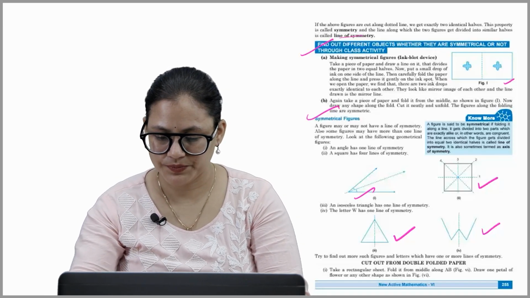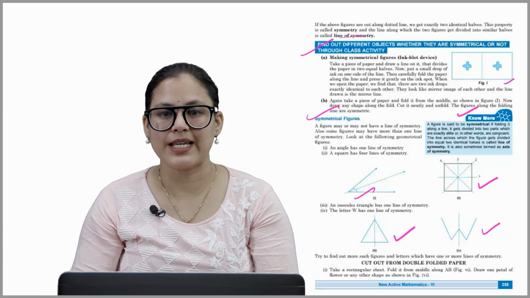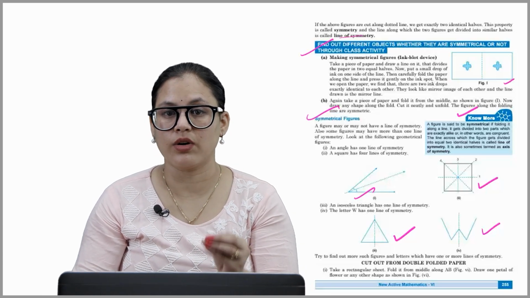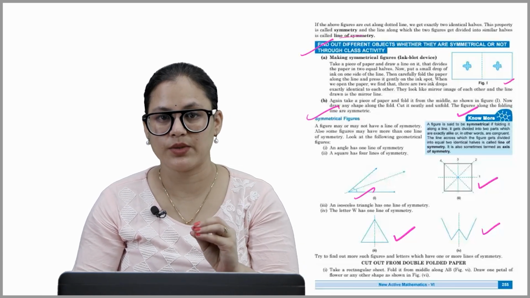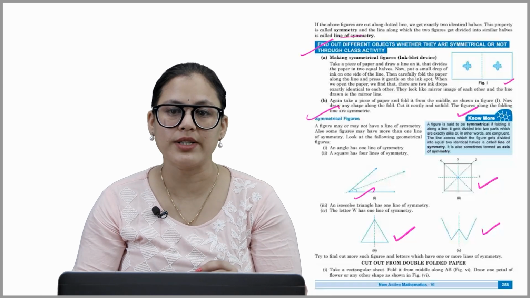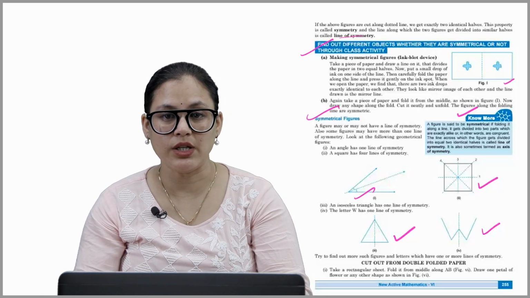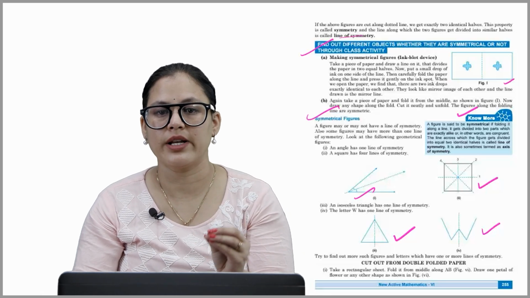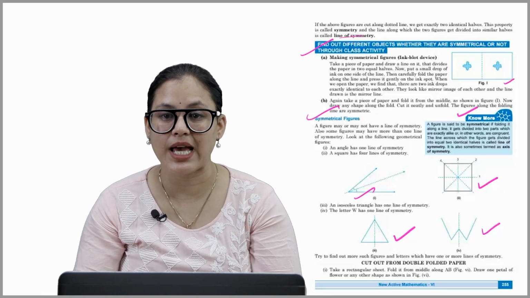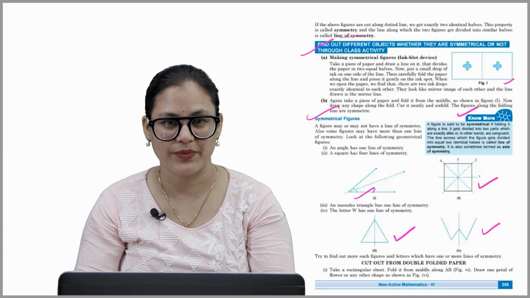A figure is said to be symmetrical if, on folding it along a line, it gets divided into two parts which are exactly alike, or in other words are congruent. The line across which the figure gets divided into two equal identical halves is called the line of symmetry. It is also sometimes termed the axis of symmetry, right?